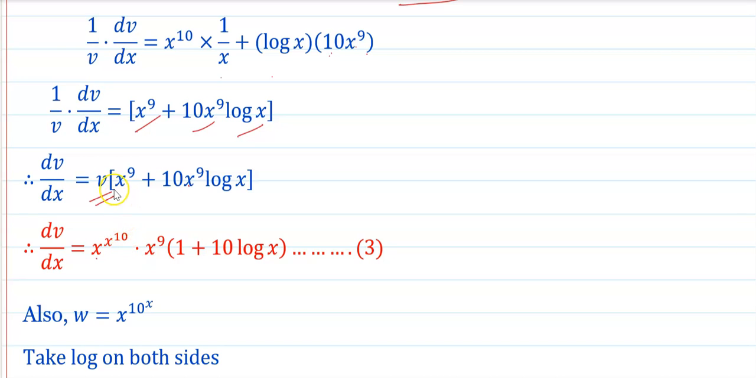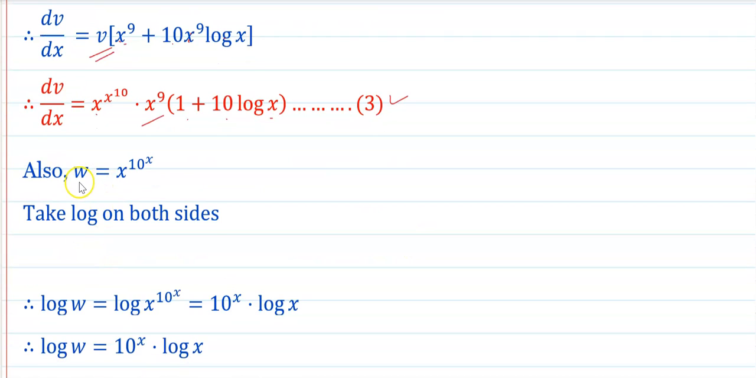What is v? x raised to 10. Take x raised to 9 as a common, then in bracket you will get x raised to 9. We have taken that common, in bracket you will get here how much? 1. What about here? 10 into log x, 10 into log x, and this is the third one. This is the dv by dx.